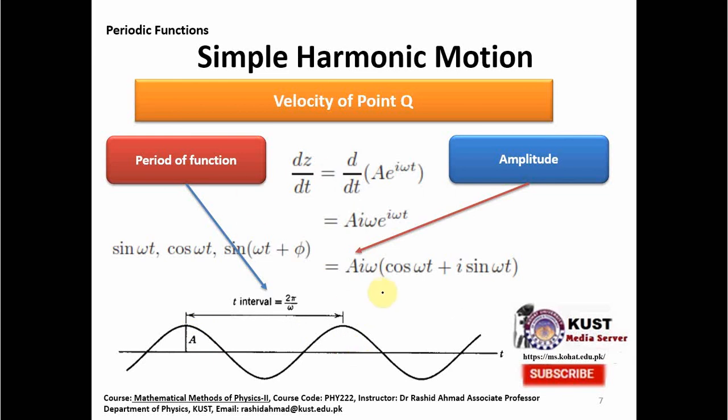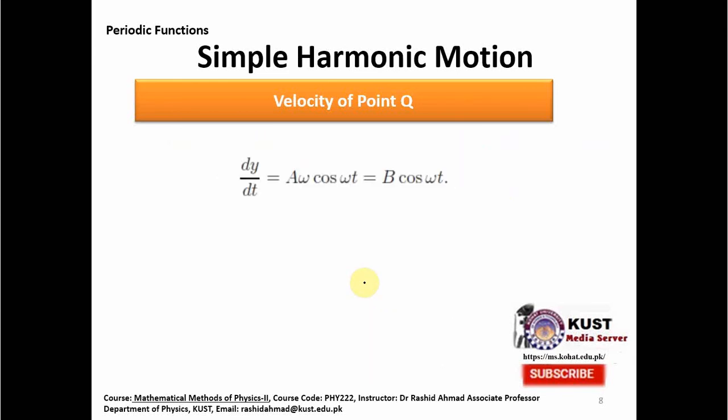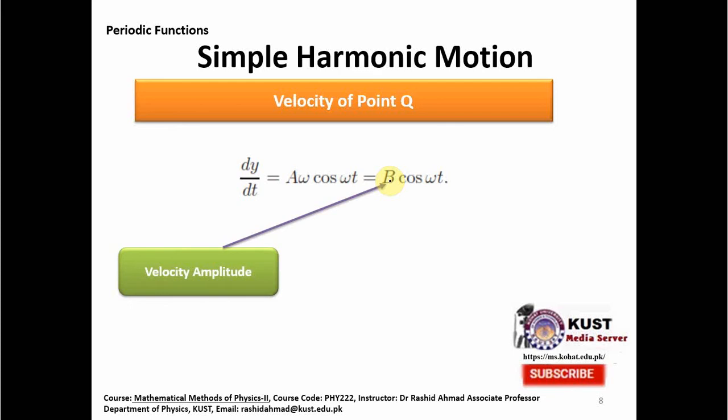So this was all about the velocity and the velocity amplitude of the point Q, and we can also write the velocity of point Q as dy by dt, because y was the linear displacement of the point Q, and the derivative of this gives us the velocity, which will be equal to a omega cos omega t. If you remember, it was sin omega t. Let's call a omega equal to b. So this b is the maximum velocity we can have, and that's why we call it a velocity amplitude.